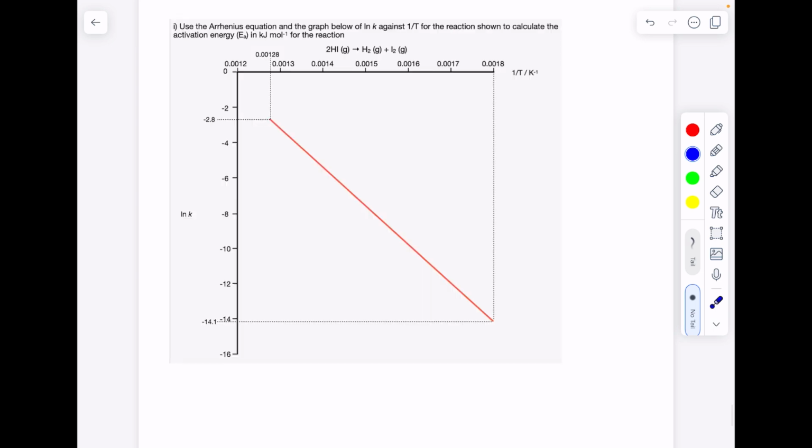So let's put into practice what we've just learnt. Use the Arrhenius equation and the graph below of natural log of k against 1 over temperature for the reaction shown to calculate the activation energy in kJ per mole for the reaction. So remember, the activation energy we pull out by looking at the gradient. So gradient m is given by change in y over change in x. So my change in y is going to be here. My change in x will be along here.